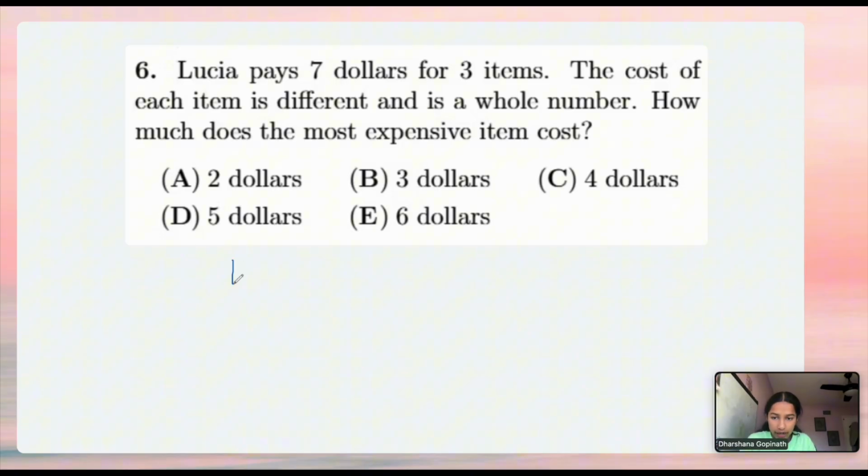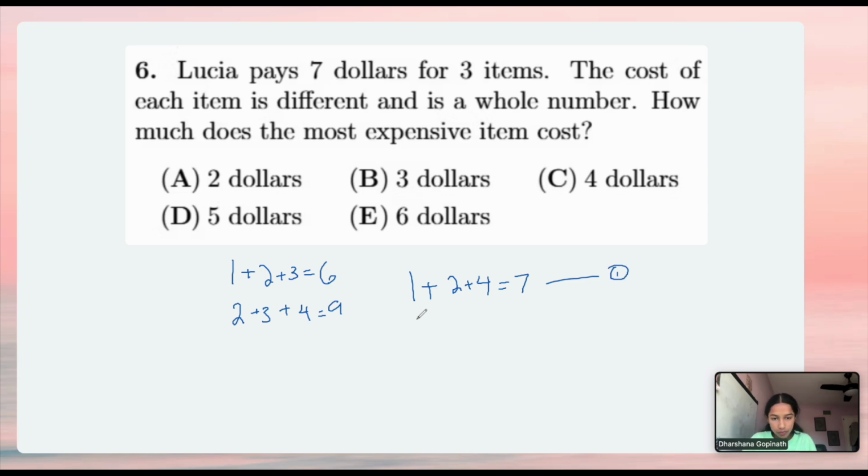So let's try 1 plus 2 plus 3. But that only gives us 6, so that's not right. How about we try 2 plus 3 plus 4? Well, now that's 9, and that's too high. So maybe we could try something like 1 plus 2 plus 4. That gives us 7. So this could be one of our options.